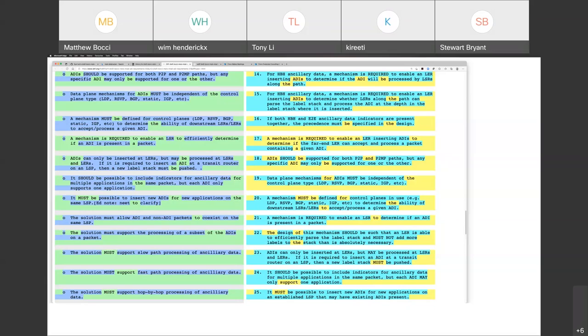So, did Tarek have a comment that actually the ingress LSR could also process at least in some limited fashion? Yeah, but if you're inserting it in ingress, presumably it could be processed at ingress. You wouldn't be inserting it unless you could process it at ingress. Somewhere, maybe framework again.